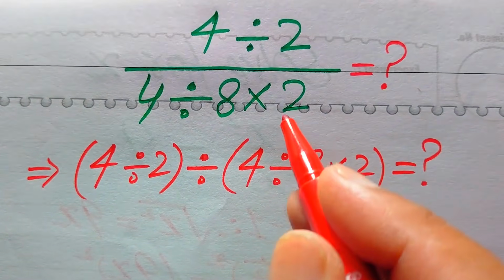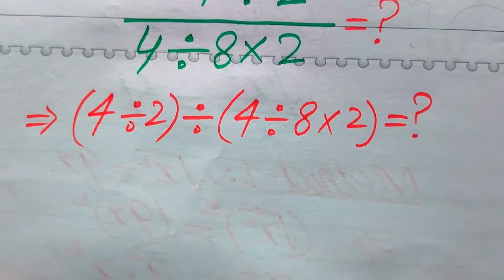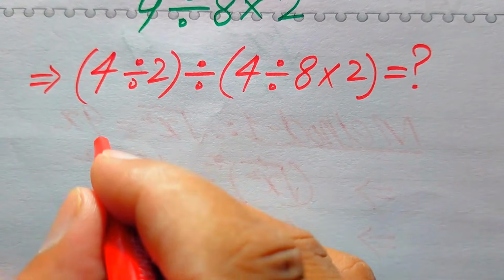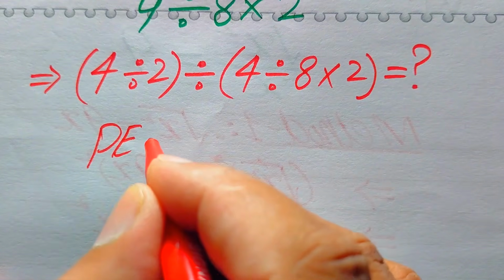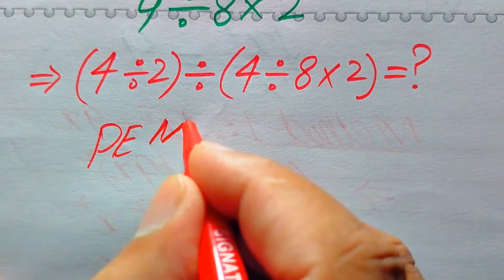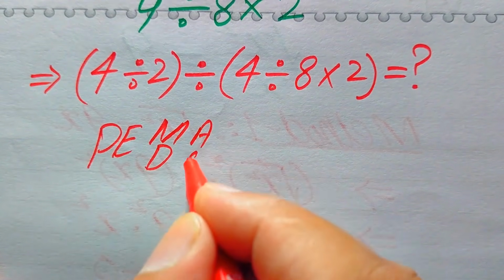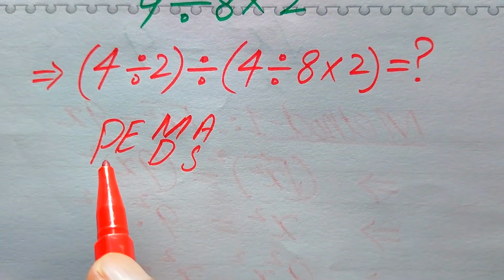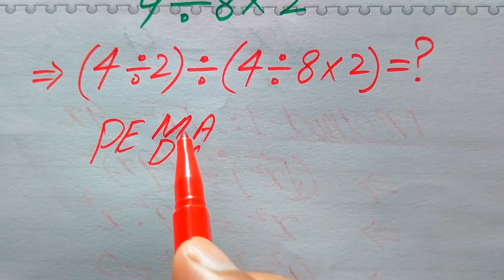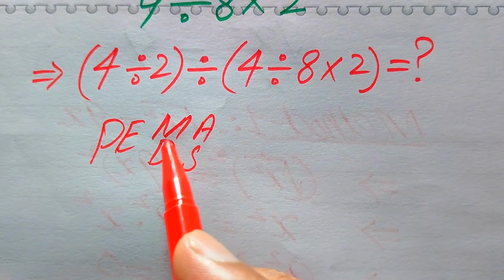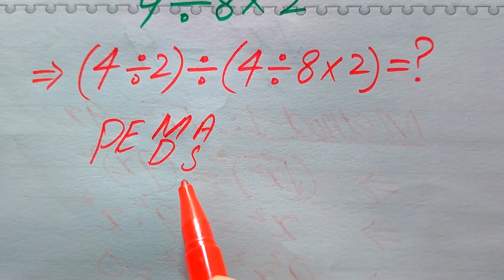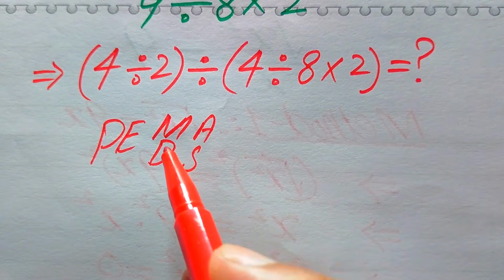So we write our given expression in this form, and now we use the nice PEMDAS rule to solve this problem. And you very well know about the PEMDAS rule. P stands for parentheses, E stands for exponent, M stands for multiplication, D for division, A stands for addition, and S for subtraction.